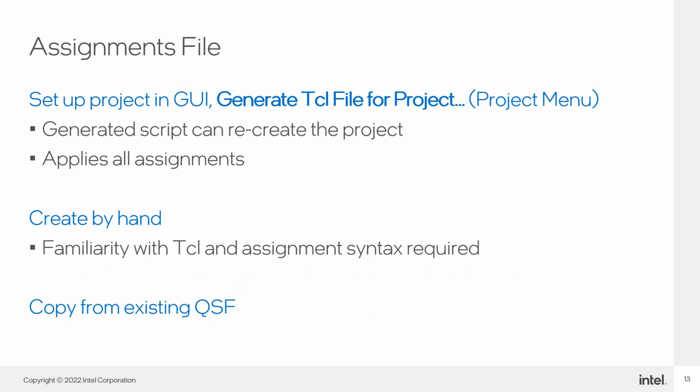Here are some ways you can generate a Tcl script with assignments. For an existing project, you can generate a Tcl script for the project through a menu item in the Intel Quartus software GUI under the Project menu. The generated script includes all the assignments necessary to recreate the project. You can also create a Tcl script by hand, which is pretty simple to do, though you need to be familiar with the assignment syntax. Finally, you can also copy Tcl statements from an existing project's QSF.